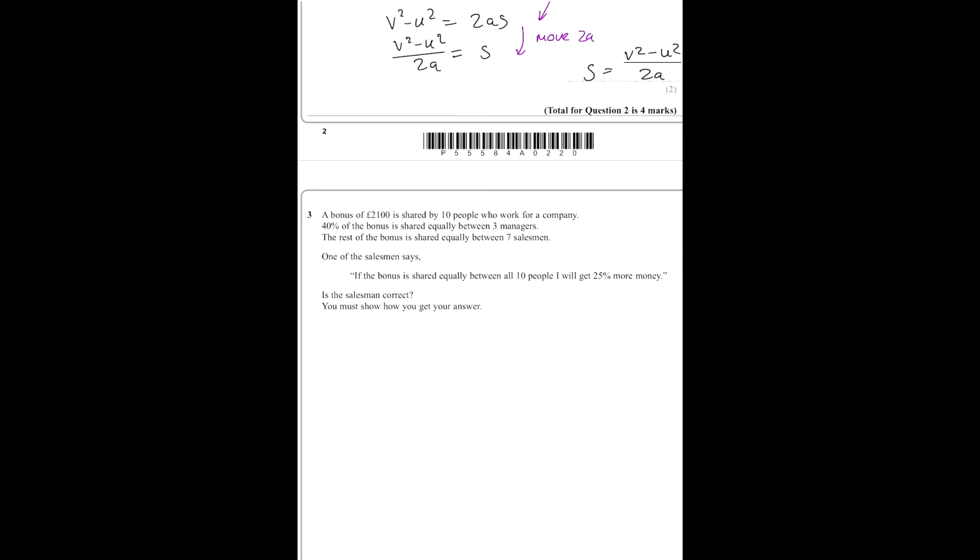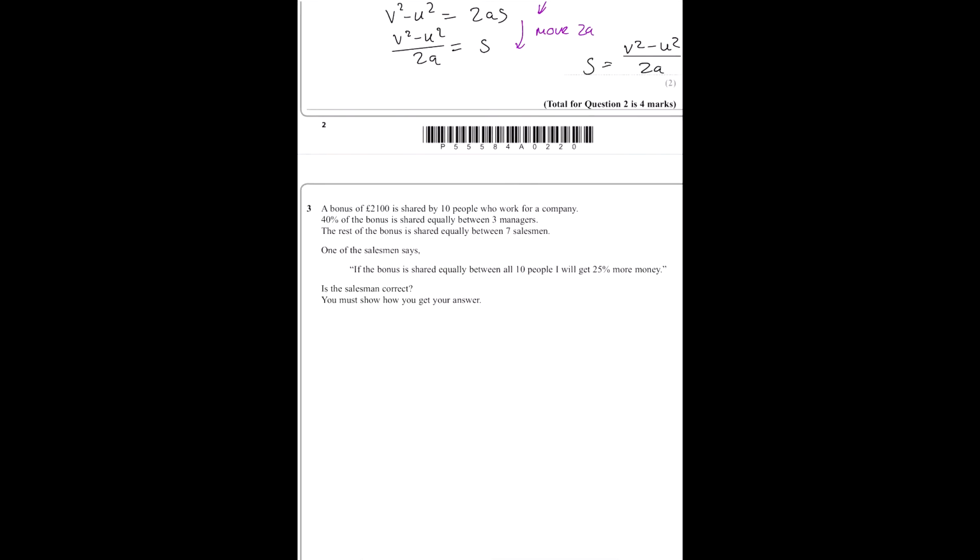Next question, we have a bonus of 2,100. It's shared between 10 people. 40% is shared between the 3 managers. The rest is shared between the 7 salesmen. One of the salesmen says, if the bonus is shared equally between all 10 people, I will get 25% more money. And we need to say whether the salesman was correct or not. Well, let's go with the salesman's assumption.